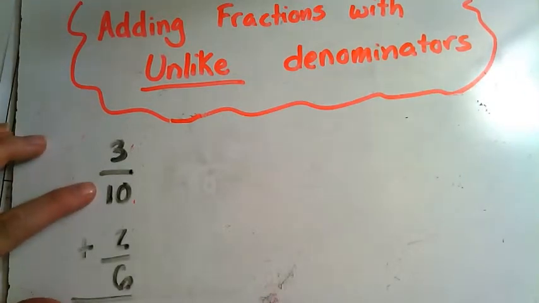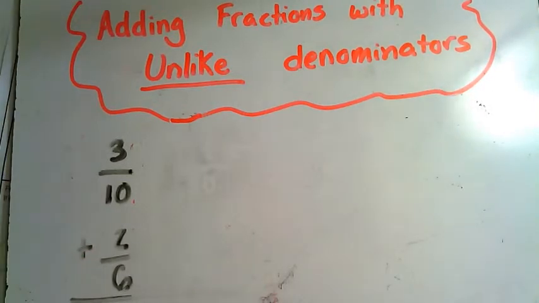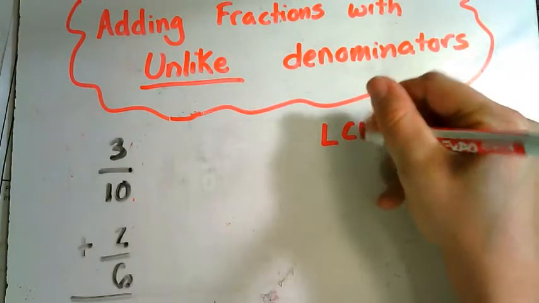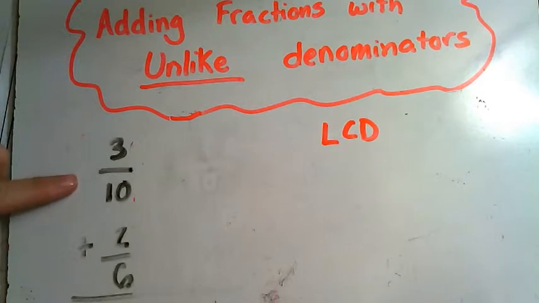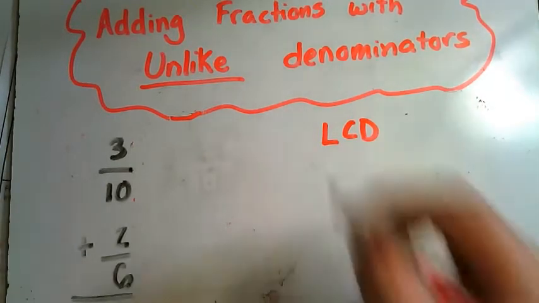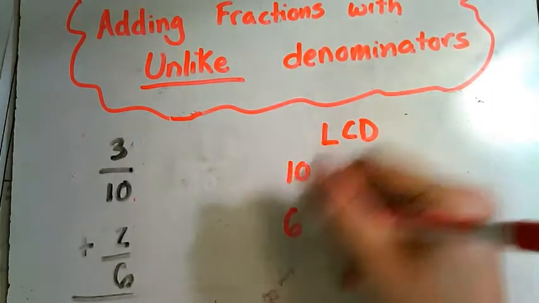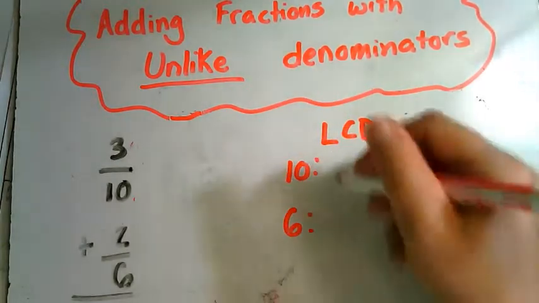We realize that a tenth and a sixth cannot be added together as it is. So we need to create a common denominator. In order to do this, we need to find the least common denominator of 10 and 6. So we're going to find those multiples, the multiples of 10 and the multiples of 6.